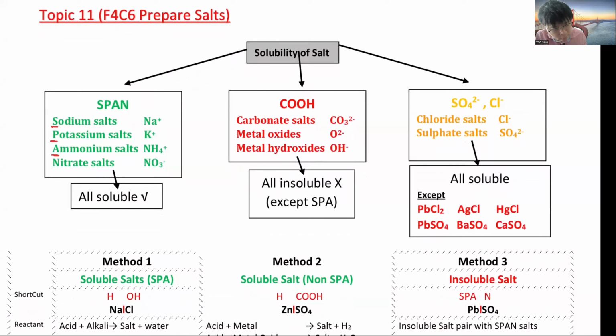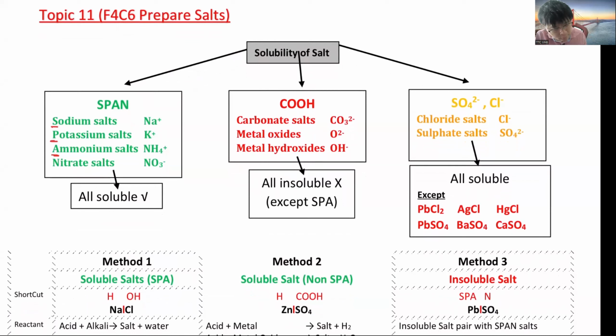Then after that, for sulfate and chloride, most of them are soluble except these six. For chloride, three are not soluble: lead chloride PbCl2, silver chloride AgCl, and mercury chloride HgCl. Then for sulfate, all are soluble except lead sulfate PbSO4, barium sulfate BaSO4, and calcium sulfate CaSO4.